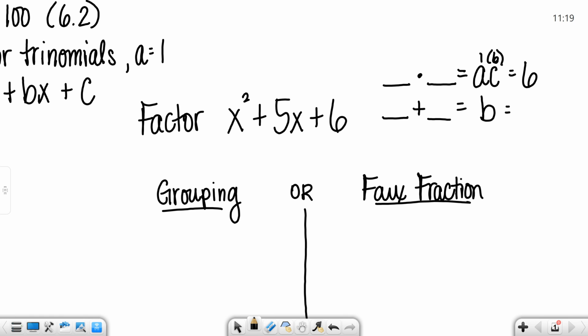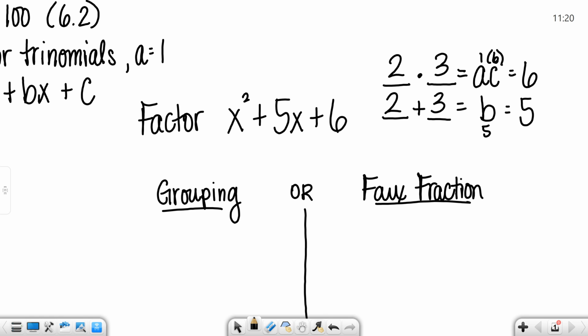We're looking for 2 numbers that when I add them, I get the b value. And in my particular problem, my b value is 5. Okay, so 2 numbers that multiply to be 6, but when you add them, you get 5. So the numbers you fill in these blanks have to be the exact same numbers. So notice I put 2 times 3, that does give me 6. 2 plus 3, that does give me 5. So I have successfully found my numbers. Now from here is where you choose to do grouping or faux fractions.